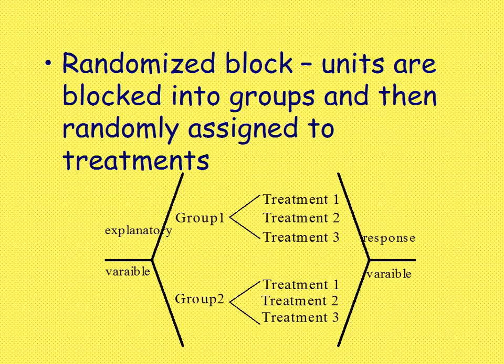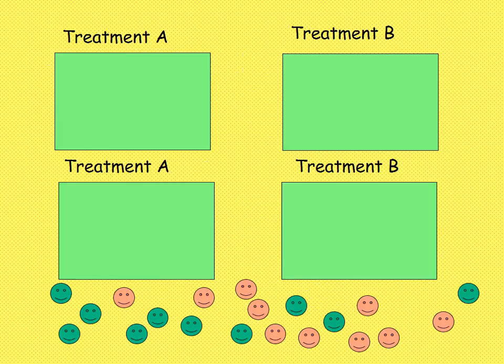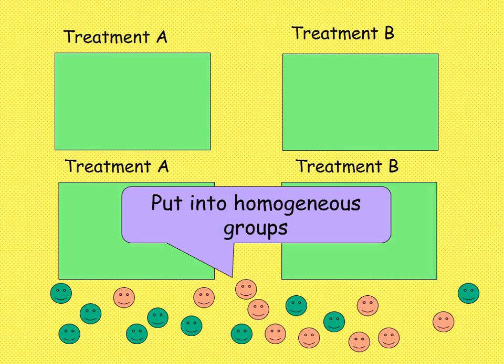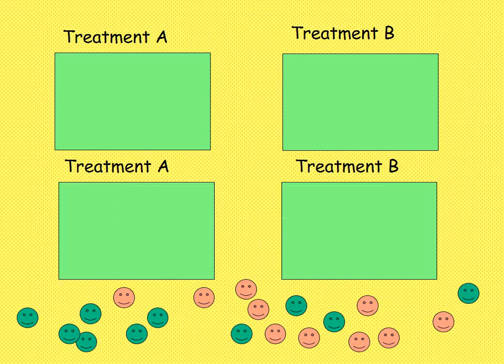Now block design is just like our stratifying in survey situations. When we have a block design experiment, we want to separate the groups first and then randomly assign to the treatments before we measure the response. So the random assignment happens at that level. What we actually do is put them into their homogeneous groups, separate blues and pinks.